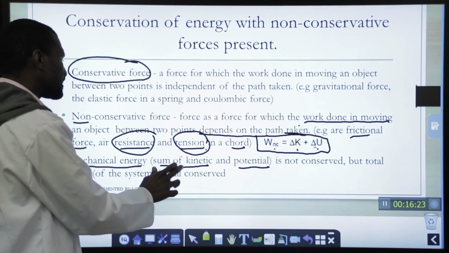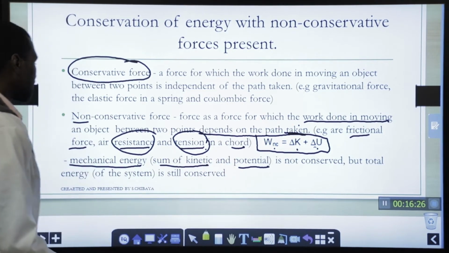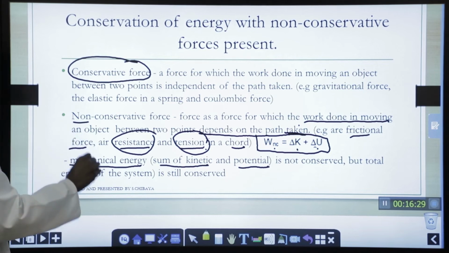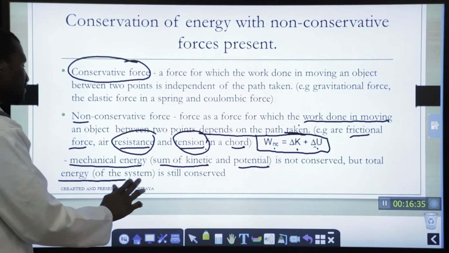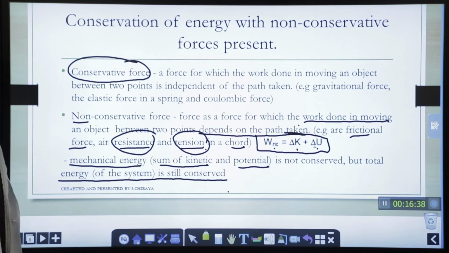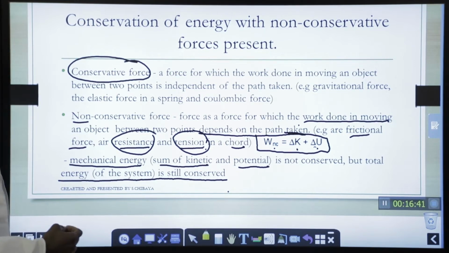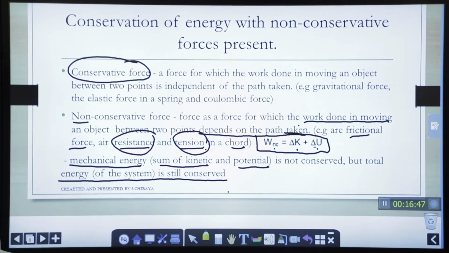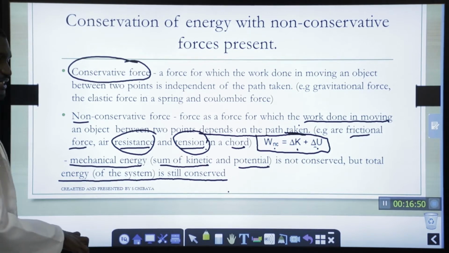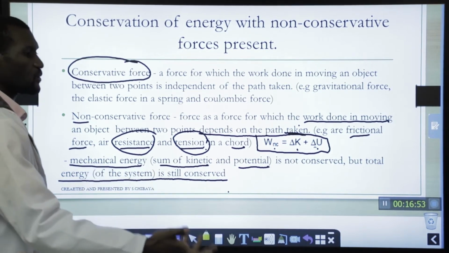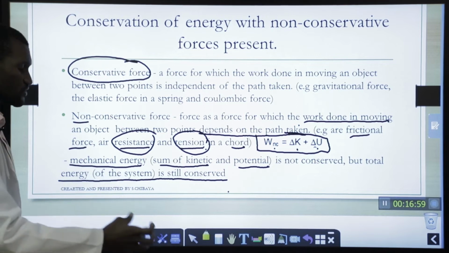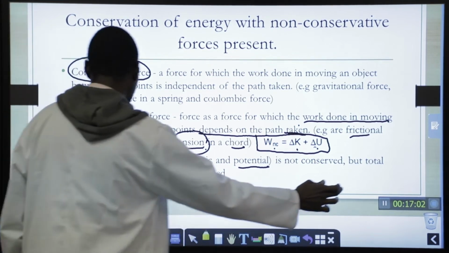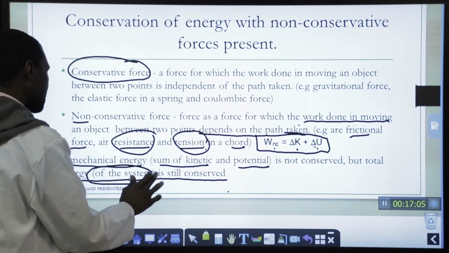So remember that mechanical energy is the sum of kinetic energy and potential energy. When a non-conservative force is applied, we must remember that the total energy of the system is still conserved. In other words, the energy before is equal to the energy after. There could be three energies before producing one type of energy. Those energies are conserved. The total energy of the system is conserved.